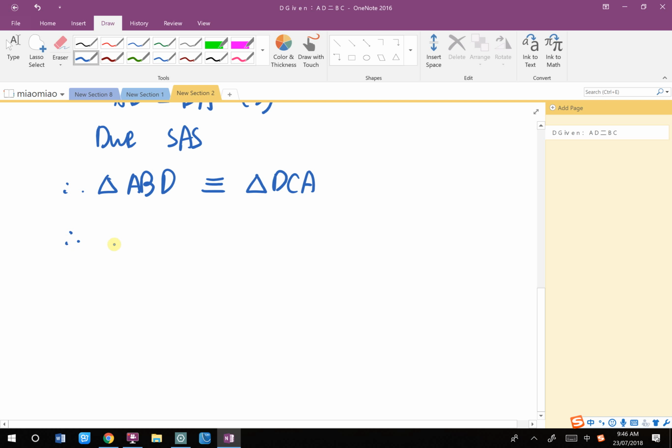So therefore, AC equals BD. They are corresponding pairs. They are the hypotenuses. So AC equals BD. Because they are congruent, therefore the corresponding lengths are the same. That's how you prove it. Because of what is given, and they are congruent, therefore the corresponding lengths or corresponding angles are the same. So that's how to do proofs.